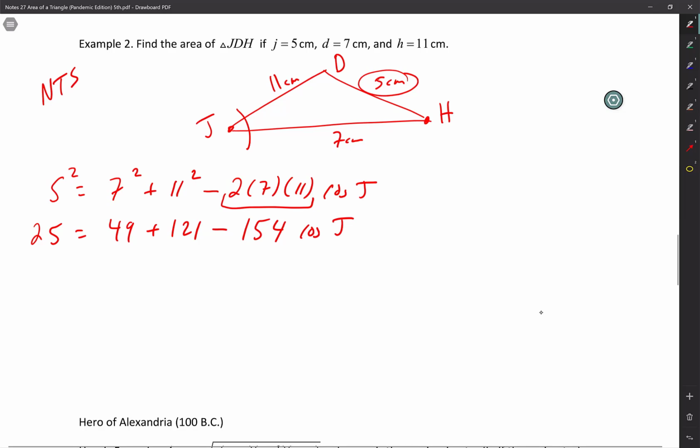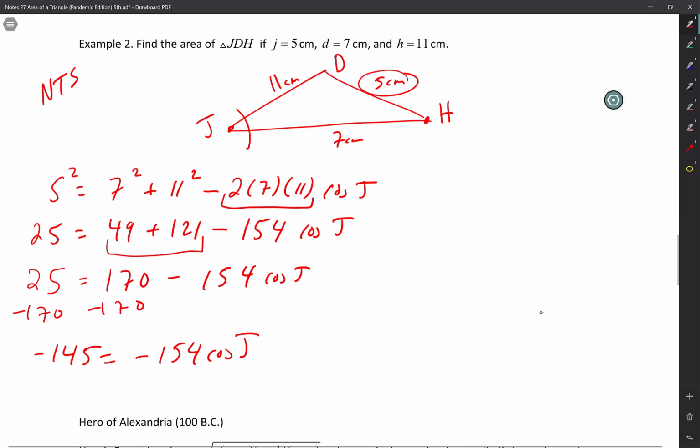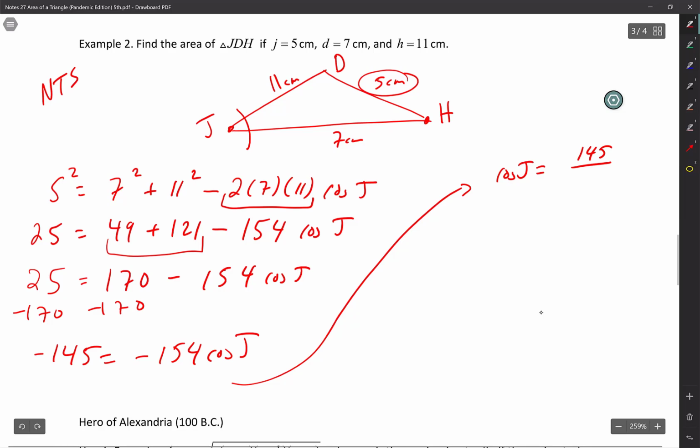154. How come you guys didn't hook me up, guys? 25 equals, I'm just doing 49 plus 121. Let's see, 120 and 50, what's that, 70? 170 minus 154 cosine J. And then I'm just going to subtract the 170 from the 25, negative 145 equals negative 154 cosine J. I'm going to divide both sides by that number, guys. So I'm going to write it right over here. Cosine J equals 145 over 154.